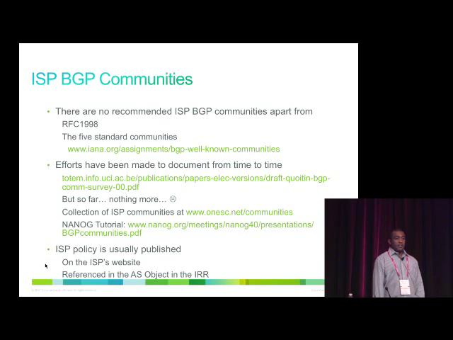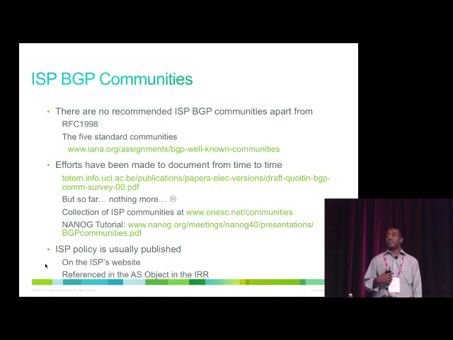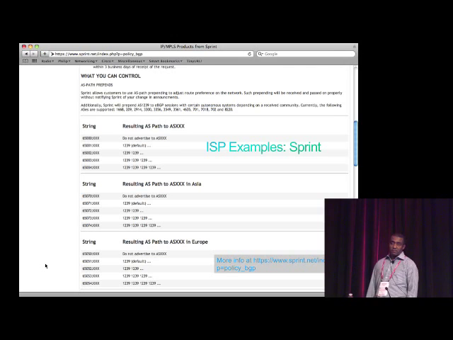So ISP BGP communities. One of the problems is there are no recommended communities, but some service providers document their community settings, or what communities they expect from their customers, or what communities they will advertise to their customers if you are peering with that particular service provider. So that's listed here. Here is an example for Sprint. I'll just discuss the one for Sprint, and then you can look at the rest.